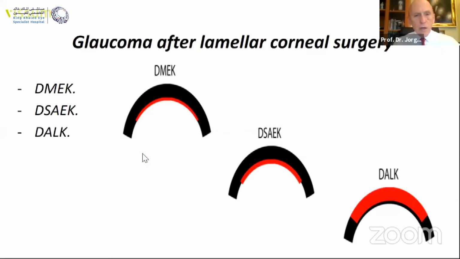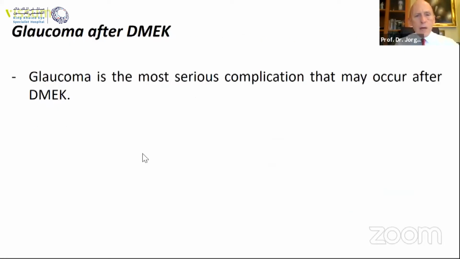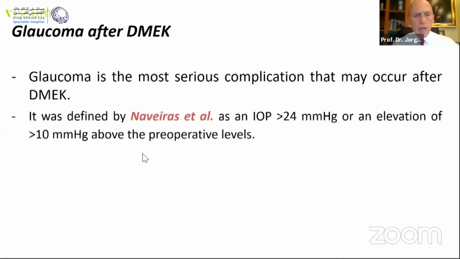in the literature. Following lamellar corneal surgery, you have a different scenario because in DMEK and DSAEK, you have the stroma intact, and in DALK, you have the endothelium intact. Glaucoma after DMEK is no doubt the most serious complication, and in this very successful surgery, DMEK is indeed bringing problems to you when you have glaucoma and you have to decide what to do.